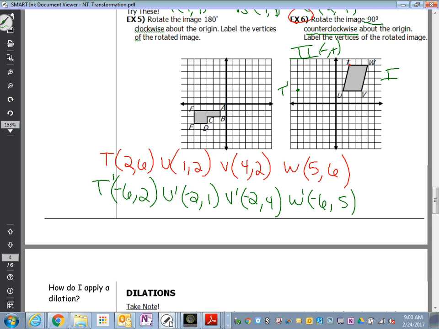Let's go to U prime. Negative 2, 1. That's U prime. Let's go to V prime, which is negative 2, 4. It's sideways. I'm sorry, that's V prime. And then we got negative 6, 5. Okay? So look.